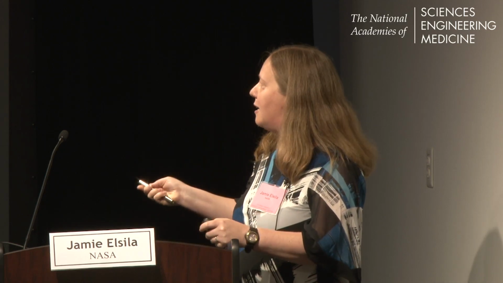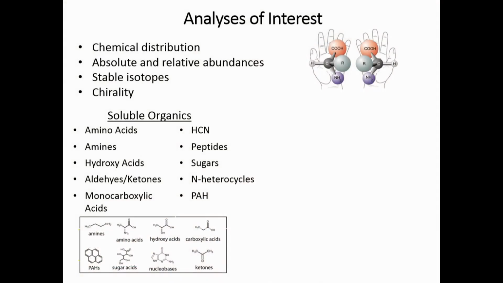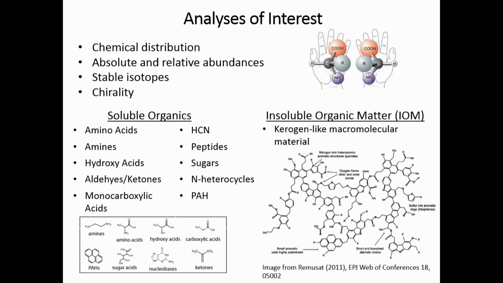In order to do these analyses, we're often looking at soluble organics, and this is what I'm going to focus on mostly because this is what my lab does. Here's just some of the compound classes that are targeted in lab analyses of these solar system materials. There's also a lot of insoluble organic matter. Quite a bit of the carbon in meteorites is tied up in this kerogen-like macromolecular material, aromatics with small aliphatic chains and other compound groups hanging out in there. It can be a little bit harder to analyze, or you analyze it by different techniques. So I'm going to focus mostly on the soluble organics.